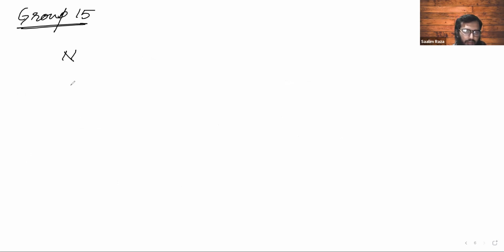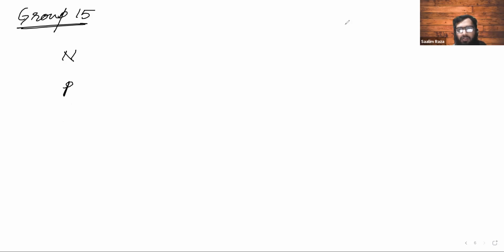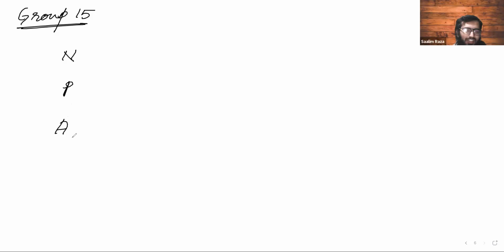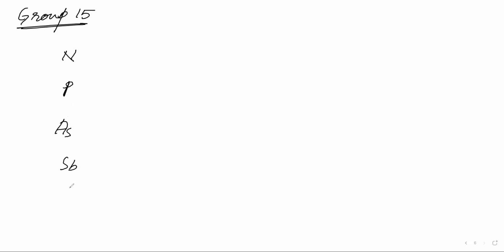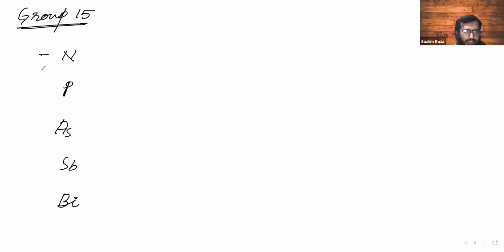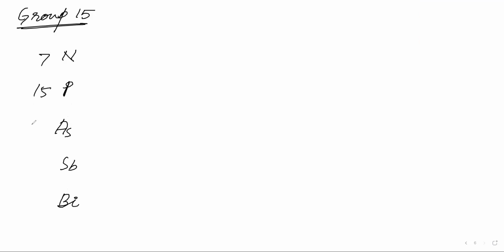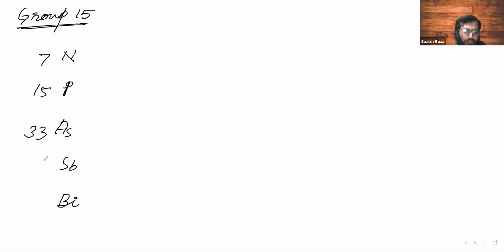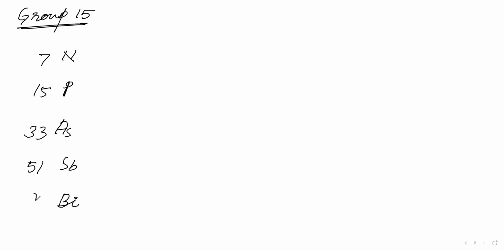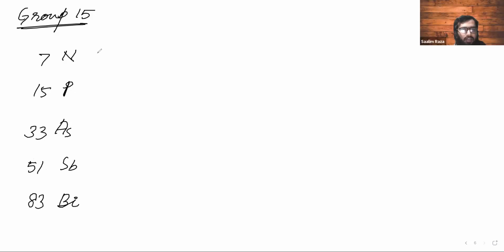Nitrogen, then any idea? Phosphorus, yes. Not after that. So atomic number 33 and 51 and 83. I was just adding one more from the earlier groups. This is bismuth. This will be 7, 15, 33, 51, 83. So 33, 51, and 83. And this is nitrogen.